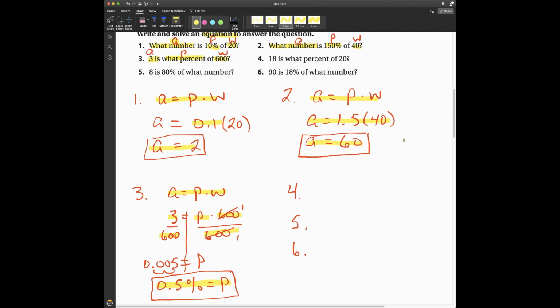All right, so we're back, and let's see, what do we get for our answers to numbers 4, 5, and 6? Okay, so 18 is what percent of 20? If you work that one out correctly, your answer should be P equals 90%.